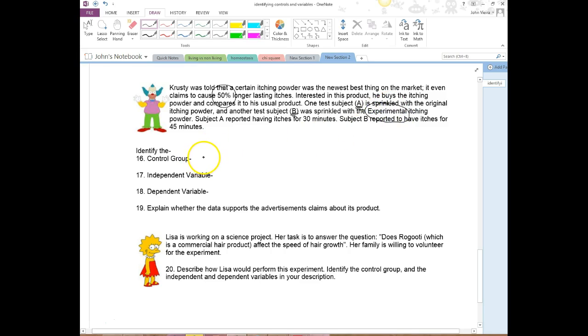So which is the control group, A or B? What's the independent variable that we're testing? No, what is it that we're testing? Yeah, the exposure, the new itching powder, which is placed on person B. What's the dependent variable? What is Krusty the Clown writing down on his clipboard? What is he observing? What is he measuring? Yes. Time spent itching. So your units are going to be in seconds, right, or minutes or something like that.